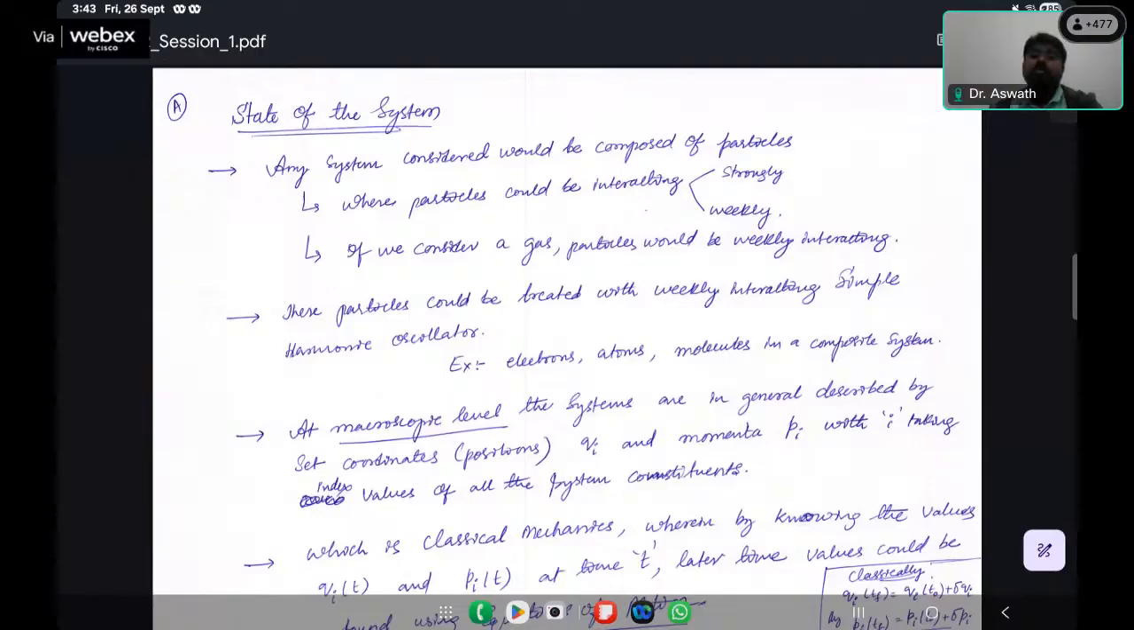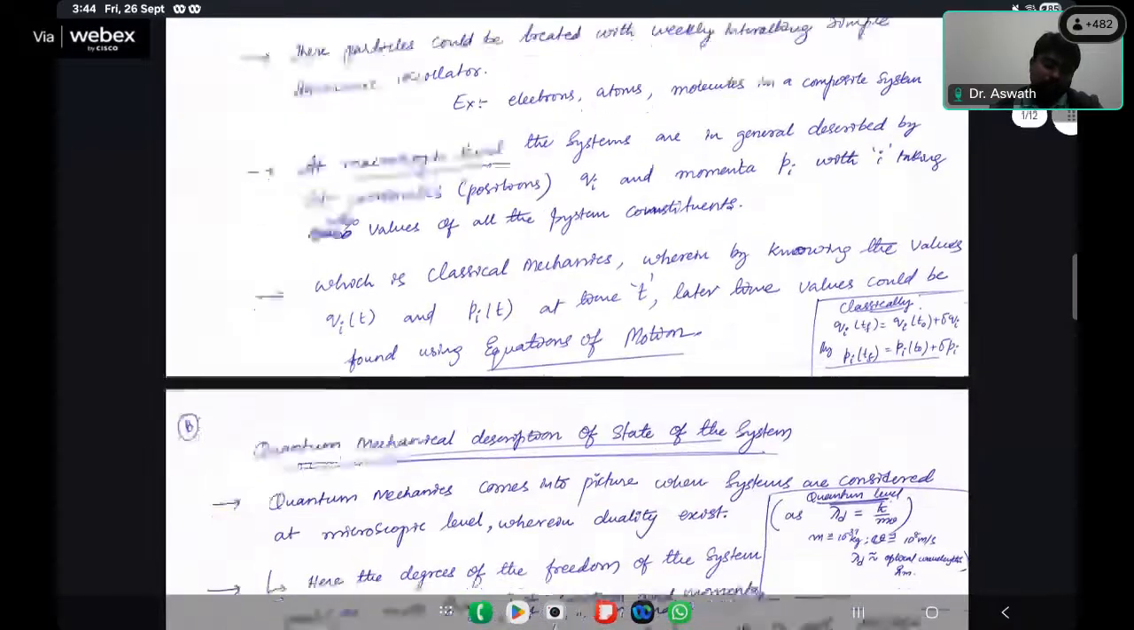When they have a strong interaction, it will be a very tedious job for me to do the calculation and see the interactions between them and how they evolve. But when they're weakly interacting, it becomes easy for me. In that way, I just approximate that individual systems behave as if they are not bothered about the surrounding things. So in that case, life becomes very easy for me.